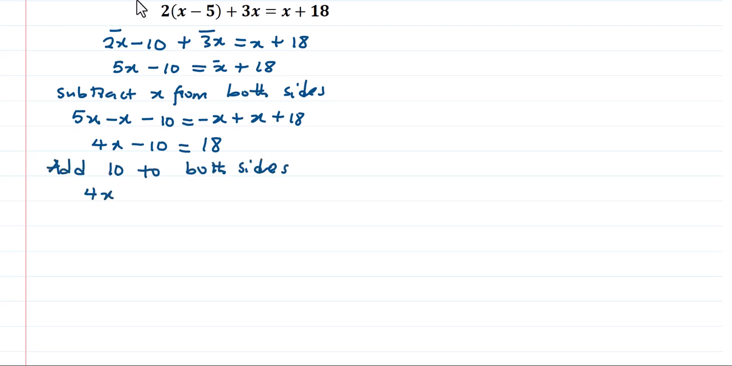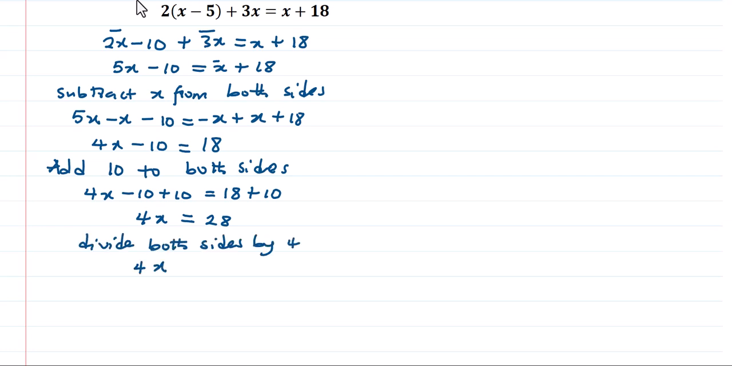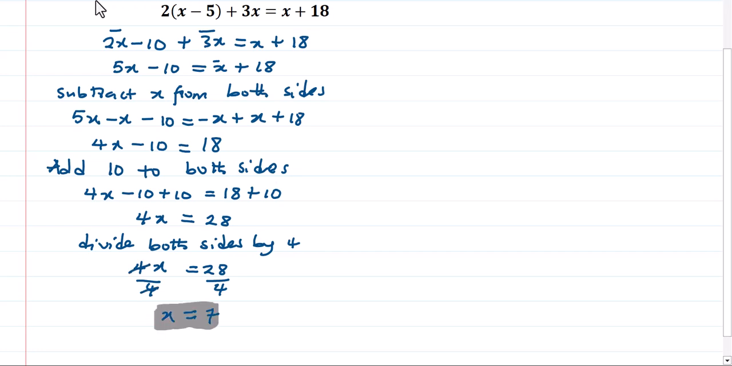So we have 4x minus 10 plus 10 is equal to 18 plus 10. Minus 10 plus 10 is 0. Then 4x is equal to 28. Divide both sides by 4. We have 4x over 4 is equal to 28 over 4. The 4's cancel out, and x is equal to 7.